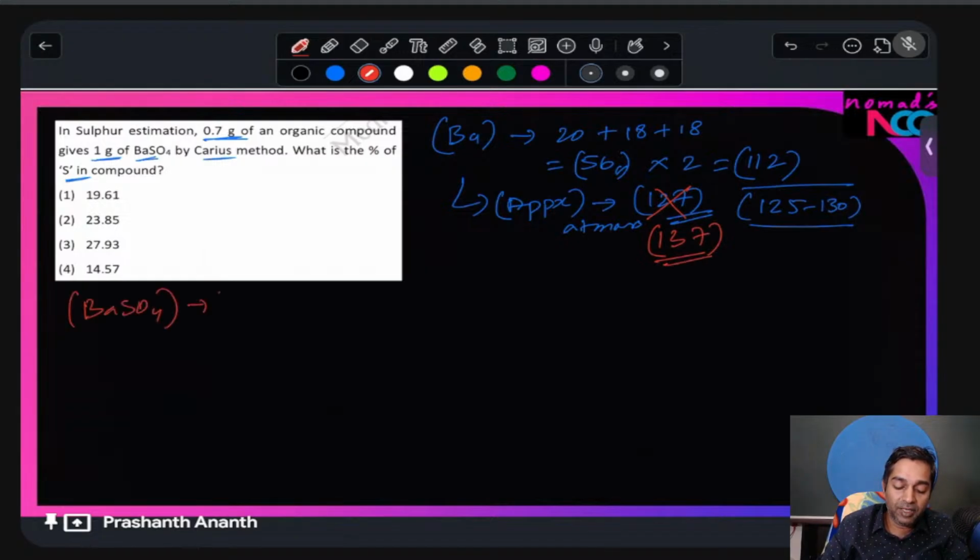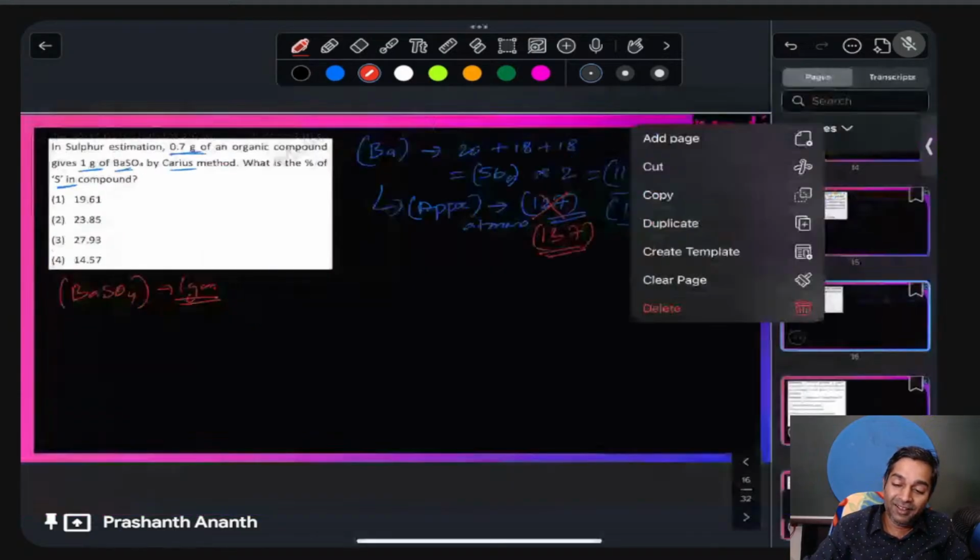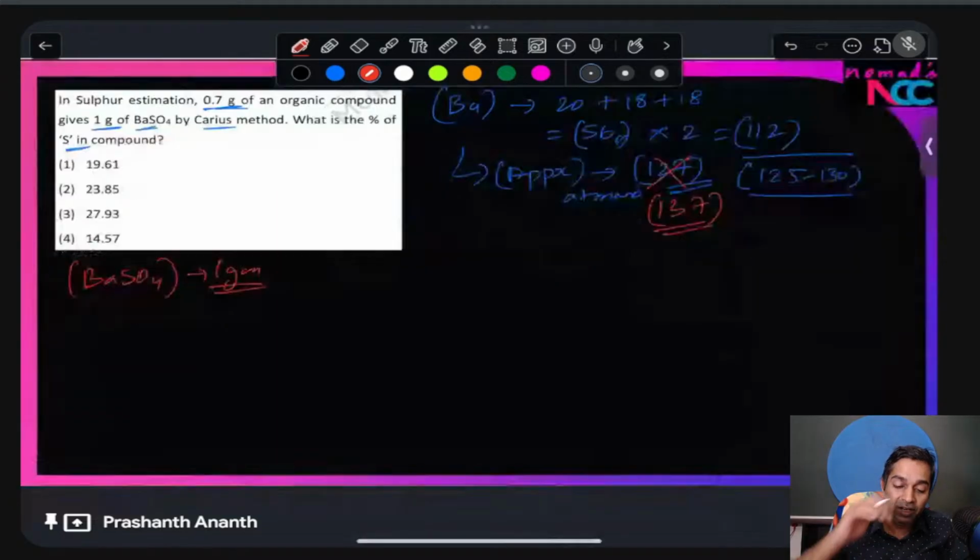So barium sulfate, 1 gram is given here. Maybe I should duplicate this one again so that I don't have a problem on the next page. Okay, so barium sulfate here, let's continue on.